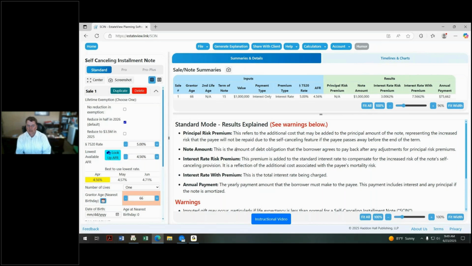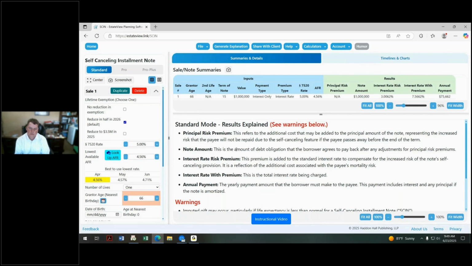So that's that interest rate premium. And the interest rate with the premium is the total interest rate that's being charged. And then other term amounts, just to make sure we're on the same page, we have the note amount. That's what would be the amount that's outstanding, and it's either the original principal or it's the marked up principal with the risk premium.